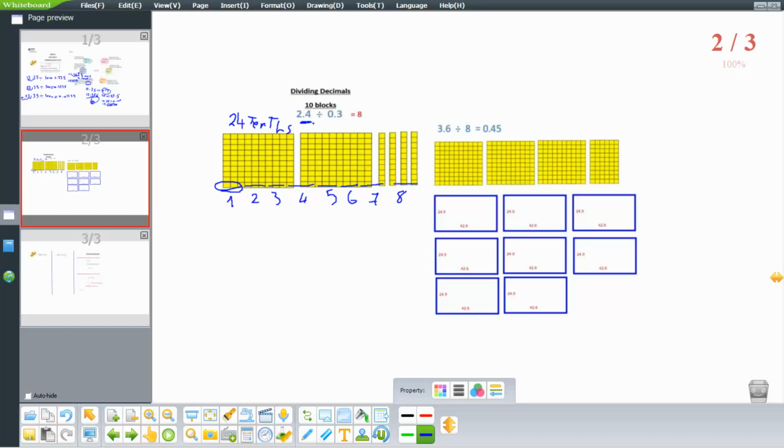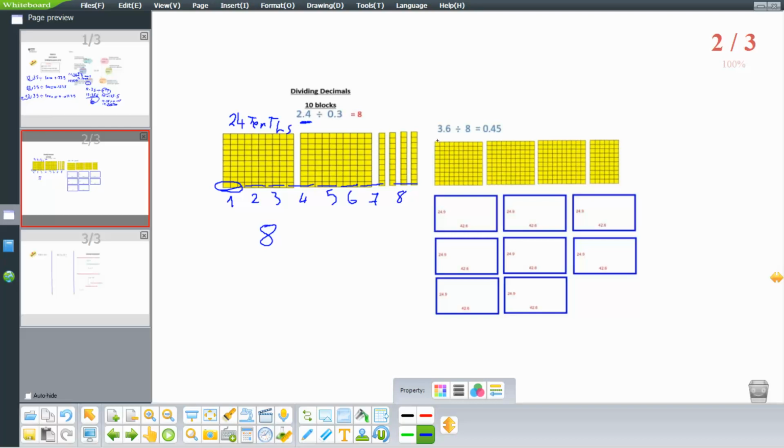So 2.4 divided by 0.3, which is 3 tenths. So we are going to take 3 tenths each time. It will be 8. Okay. Here, if we have 3.6 divided by 8, it means we are going to distribute 3.6 among 8 persons.